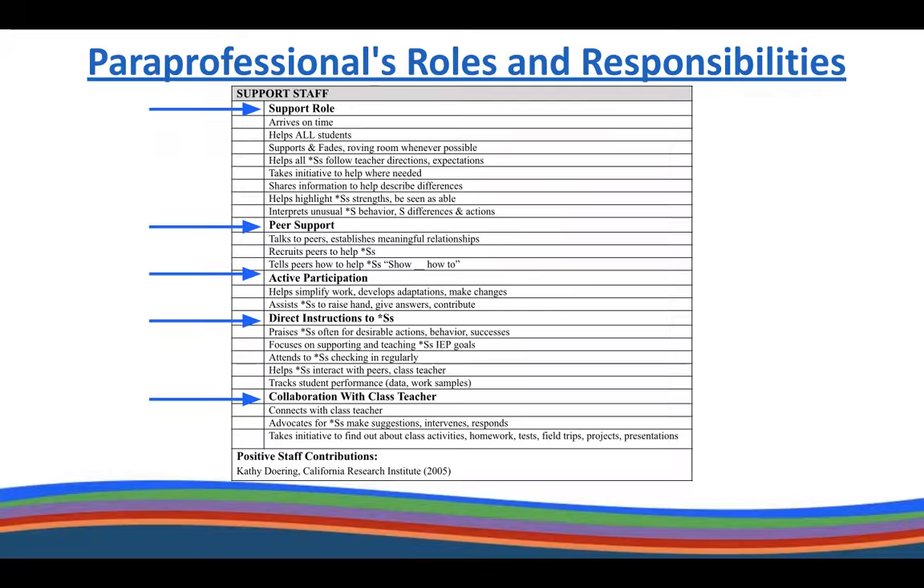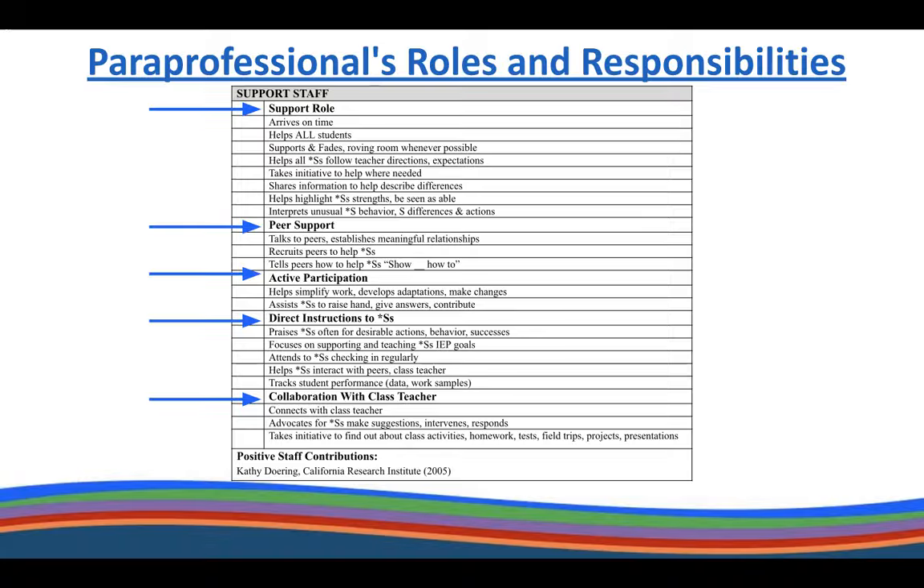By now, you'll be familiar with seeing this excerpt of the Paraprofessional Roles and Responsibilities Guidelines. Each module highlights different aspects of your role and responsibilities as a paraprofessional. Because UDL has applications across all areas of schooling, this module includes elements that relate to all areas of your role, including your support role, peer supports, active participation of students with disabilities, direct instruction to students with disabilities, and collaboration with the class teacher.